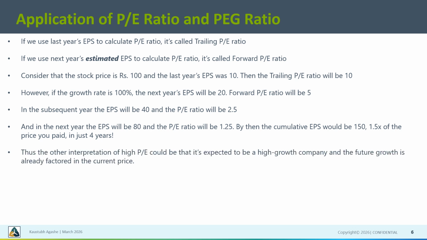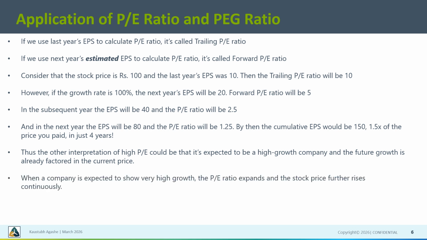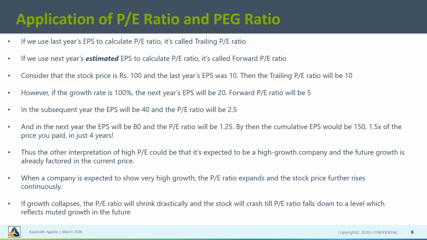Thus, the other interpretation of high PE could be that it is expected to be a high growth company and the future growth is already factored in the current price. When a company is expected to show very high growth of earnings, the PE ratio expands and the stock price further increases continuously. On the other hand, when growth collapses, the PE ratio will shrink drastically and the stock price will crash till PE ratio falls down to a level which reflects muted growth in future earnings.